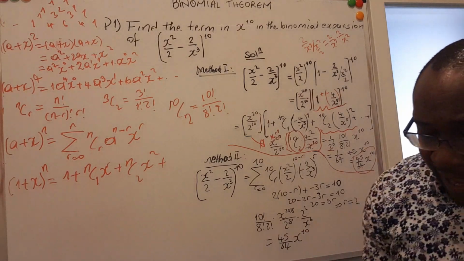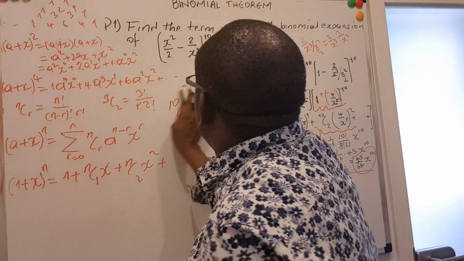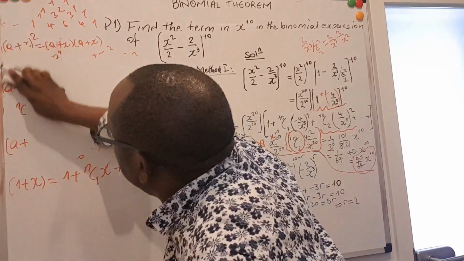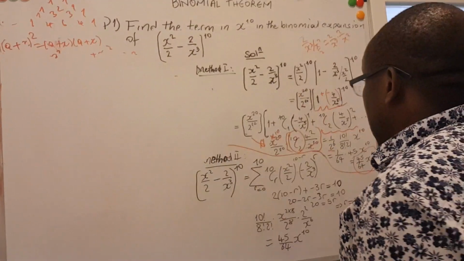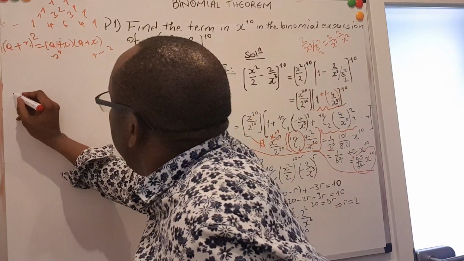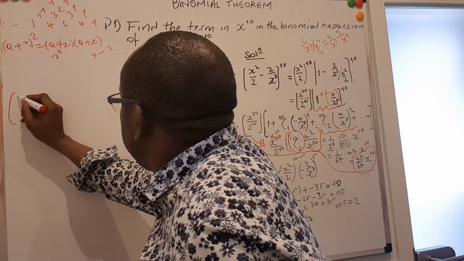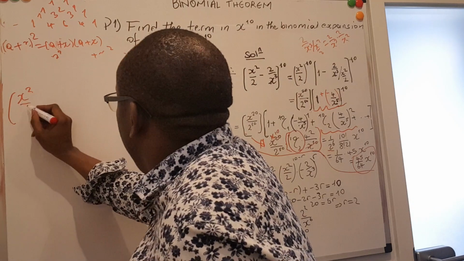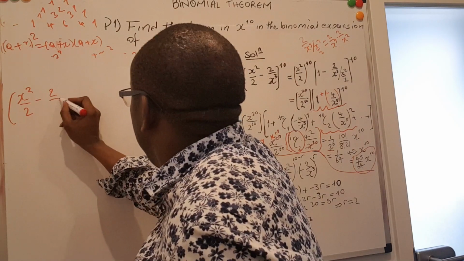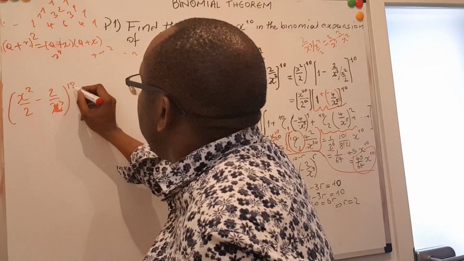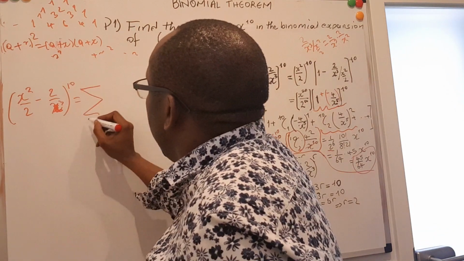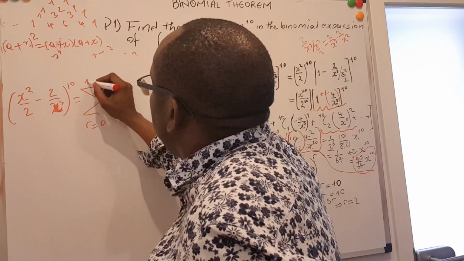There could be an alternative way of doing it. It's shorter, but we have to think a little smartly as well. So we already just learned here that I can write this, x to the power 2 on 2 minus 2 over x to the power 3, raised to the power 10, as the sum r from 0 to 10.